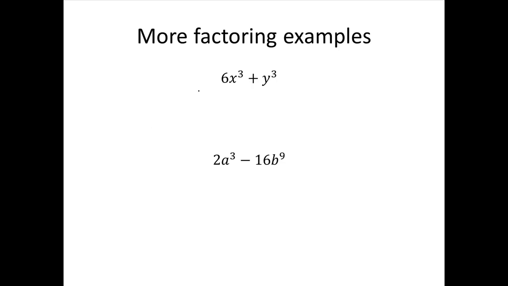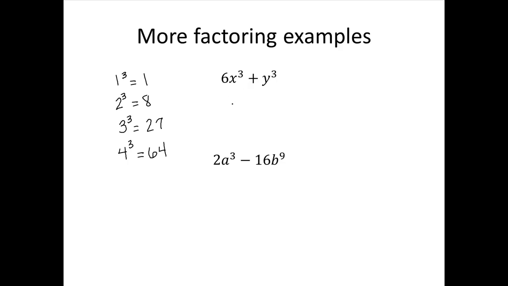Okay, let's look at a couple more examples. We've got 6x cubed plus y cubed. We're thinking sum of cubes. But it's not a sum of cubes because I have a coefficient of 6 and 6 is not a perfect cube. If I want to make a list, I can think about 1 to the 3rd power is 1. 2 to the 3rd power is 8. 3 to the 3rd power is 27. 4 to the 3rd power is 64. And 6 is not on that list. So 6 is not a perfect cube.